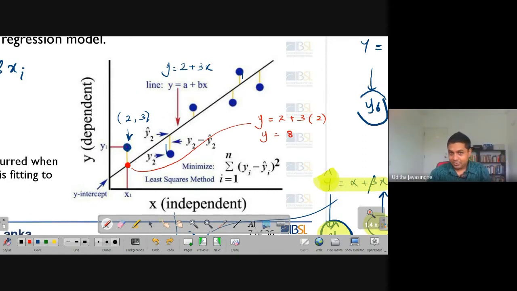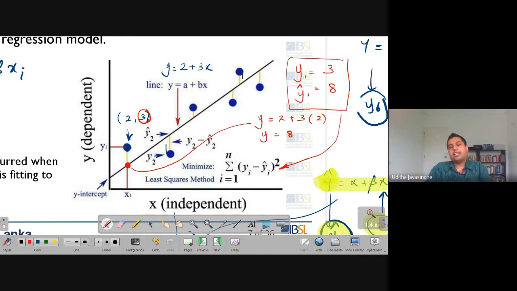So y equals 2 plus 3x is not a good line here. Something like y is equal to 1 plus half x is going to give you a better equation. But the broad idea, again, we have 3 here. This is the actual value. This y1 is 3 and this y hat 1 is 8. Now these are the two values that we are going to use to calculate this error term.